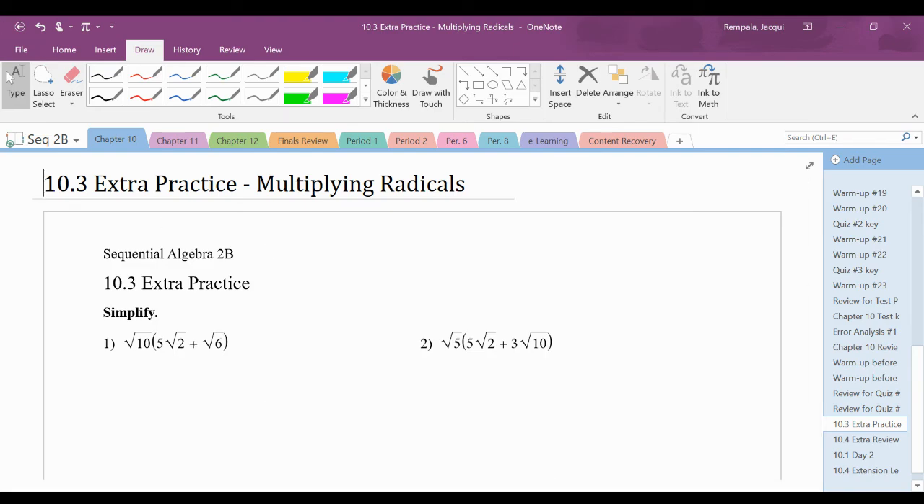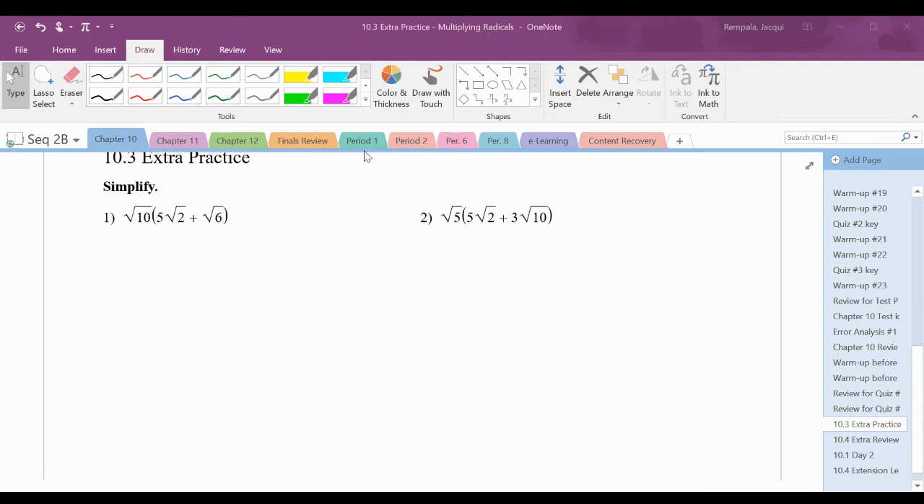Today we're going to look at more practice of multiplying radicals. So what we talked about is taking a single radical and multiplying it by a binomial. So in order to do that, what we want is to distribute. Whatever's on the outside needs to get multiplied by everything that's on the inside.